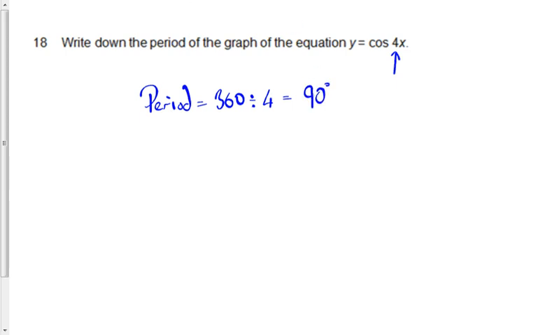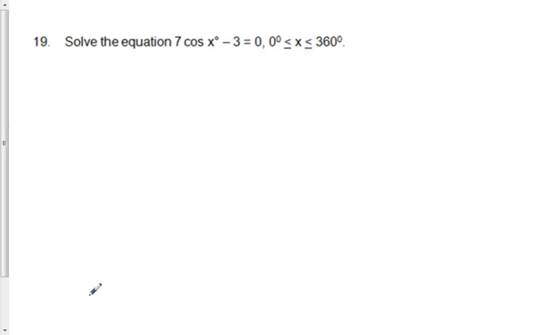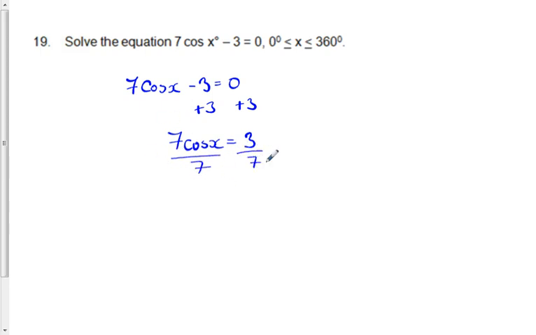Question 19. Solve the equation 7 cos x minus 3 is equal to 0, for 0 less than or equal to x, which is less than or equal to 360. So we've got 7 cos x minus 3 equals 0. Now, rearranging these using our normal rules for solving equations, we're going to add 3 to both sides, giving us that 7 cos x equals 3. Then we're going to get rid of this 7 by dividing both sides by 7. Gives us that cos x is equal to 3 over 7.